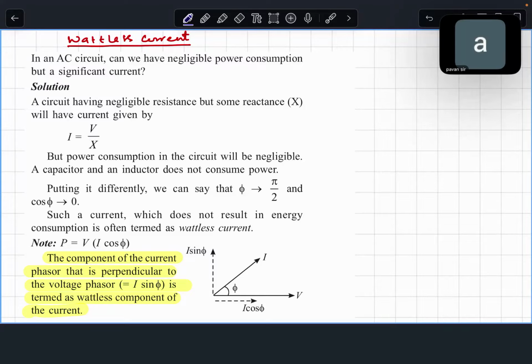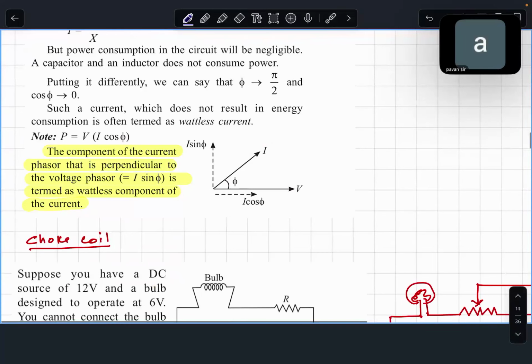But in an AC circuit, can we have a negligible power consumption but a significant current? Yes, a circuit can have a negligible resistance, but it can have a reactance. For example, you take only LR. Then what happened? If R is very, very small, almost tends to 0, the phase angle is pi by 2 and power loss is 0. Such a current is called wattless current. Already demonstrated. If you want to, please go through again.